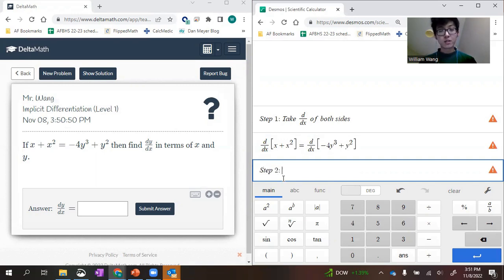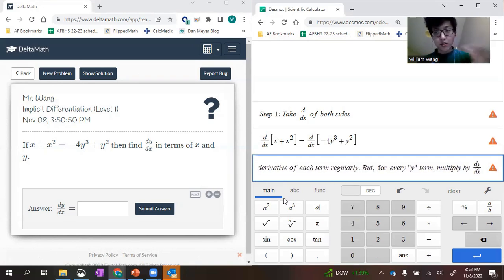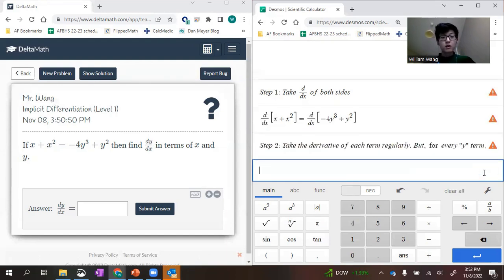All right, step two is going to be take the derivative of each term regularly, but for every y term, multiply by dy over dx. All right, so this one is the key step for implicit differentiation. So we're going to take the derivative of each term regularly, but this is the key step. For every y term, I multiply by dy over dx. Cool.